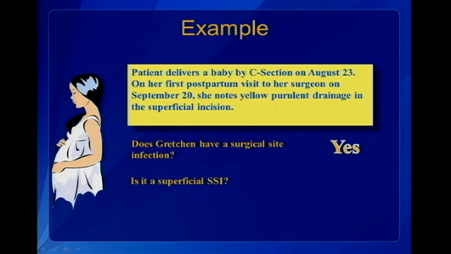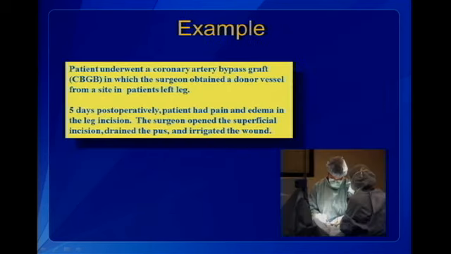Is it a superficial SSI? At this point, from the knowledge we have in front of us, yes, it's just purulent drainage coming out of that superficial incision. Is this a SIP primary or is it a CIS secondary? SIP, you guys are good. It's a SIP. A C-section doesn't have a secondary site.